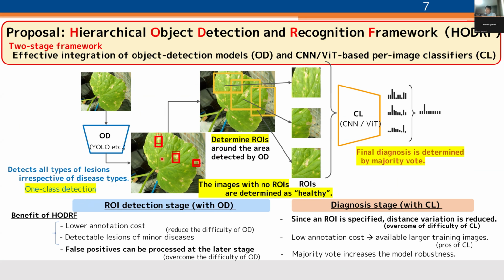And also, this framework determines ROIs like this by the detected region. And for each ROI, the following classifier identifies what it is. Since the ROI is specified, the background variation is reduced, and we expect the following classifier will provide better performance. And finally, the final diagnosis is determined by majority voting. So this increases the model robustness.